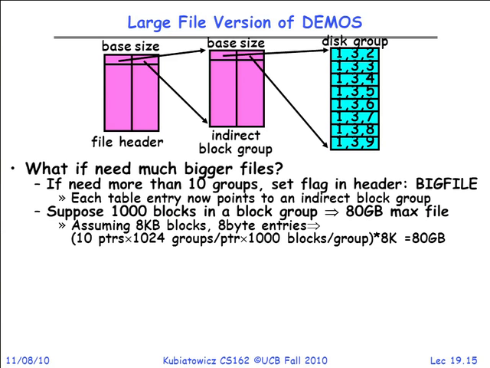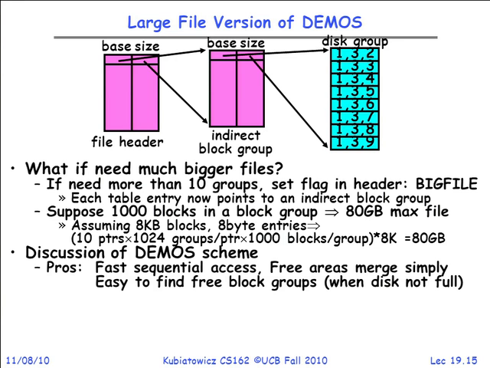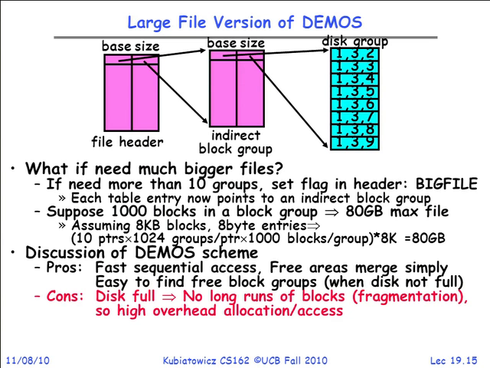So what about this scheme? On the one hand, very fast sequential access. Free areas merge simply when you free up groups of blocks and they happen to be next to each other, suddenly you've got a big chunk. It's easy to find free block groups when the disk is not full. When the disk is full, this starts getting very problematic. Disk full means no long chunks of blocks, you've got fragmentation, and you've got a continuing problem.